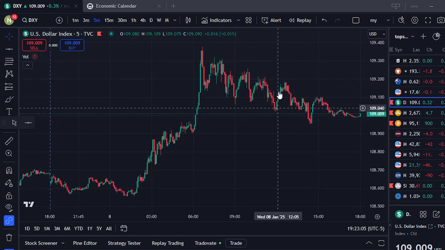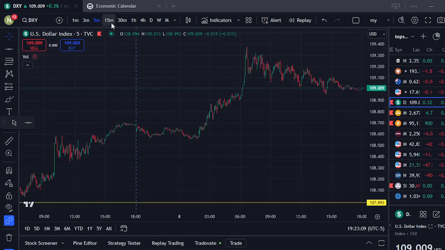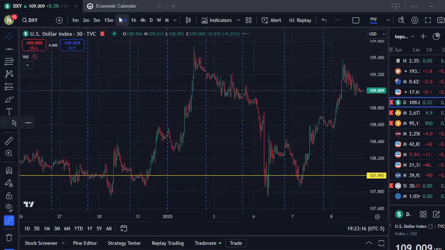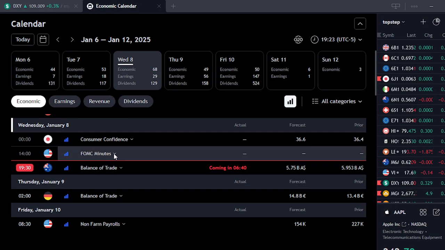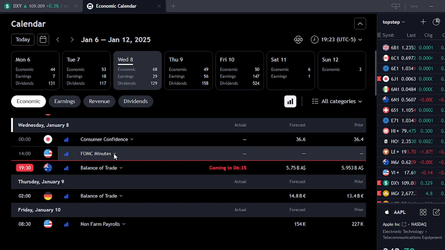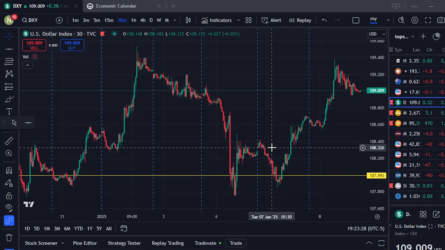It's nothing quite significant. The dollar didn't move much on today's FOMC meeting. It was quite weird to see that the move happened prior to the entire thing unfolding. As you can see, FOMC minutes right here, Wednesday, January the 8th. I didn't watch the entire thing, but I know traders who are very much focused on FOMC.